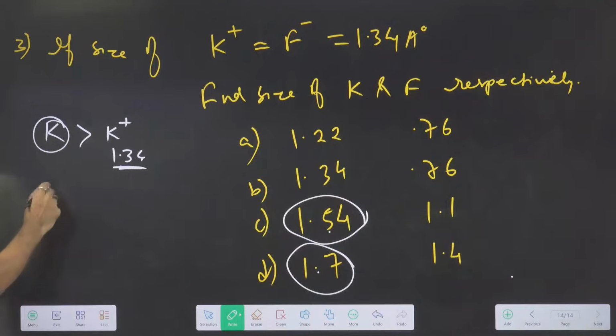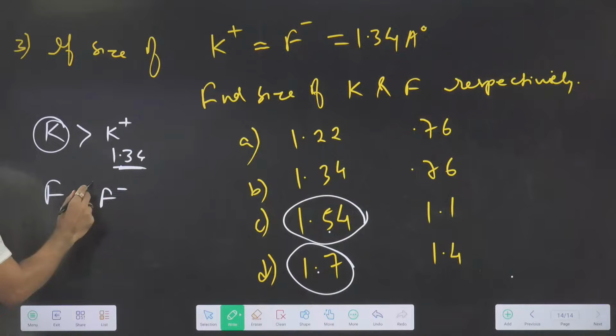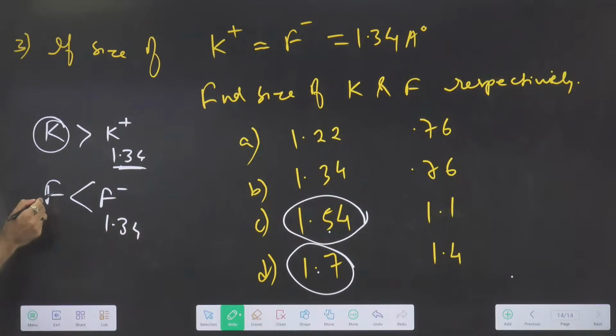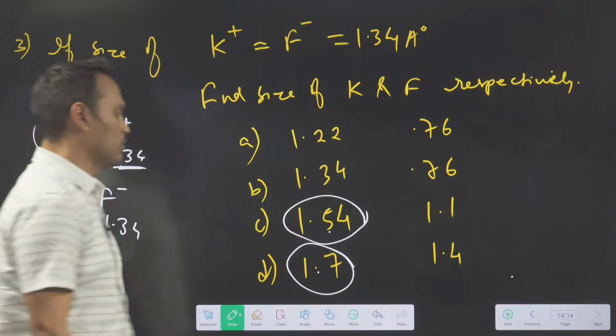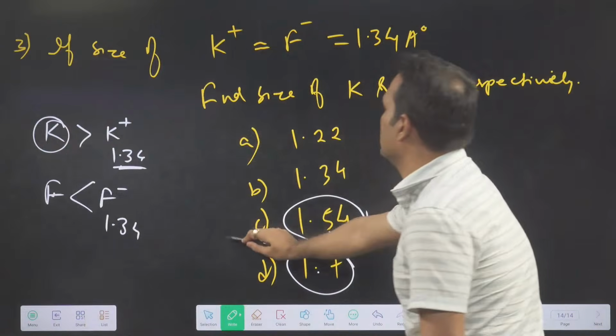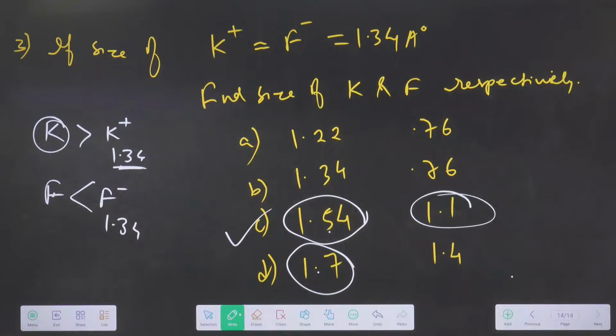Okay, then you have to think like this, ki F and F minus, whose size is smaller? F is smaller. This is 1.34. That means F value should be less than 1.34. So this is the value less than 1.34. C answer correct. So see, quickly we have done 3 questions. Okay, chalo, again we will move to easy question.